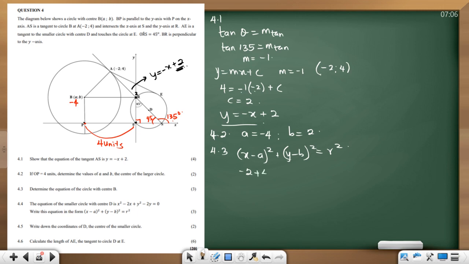Minus -4, so that gives us +4. What's our y value? I'm using point A, 4. And what is our b? We got b as 2. Okay, because we need to get r squared. 4 minus 2 would be 2. 2 squared would be 4. 4 minus 2 is 2, 2 squared is 4. 4 plus 4. All right, so r is the square root of 8, which is 2 root 2.